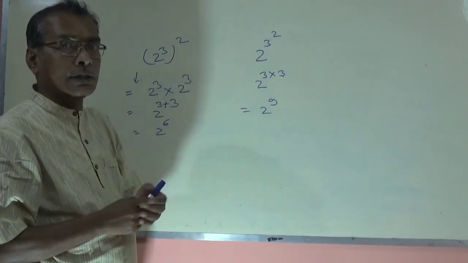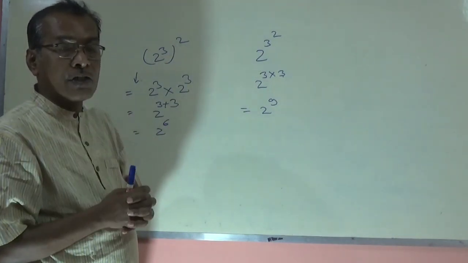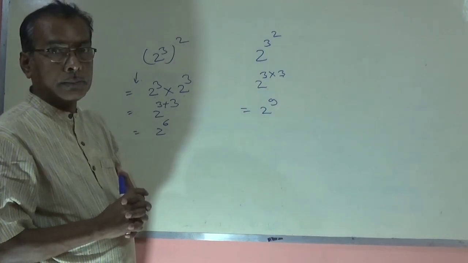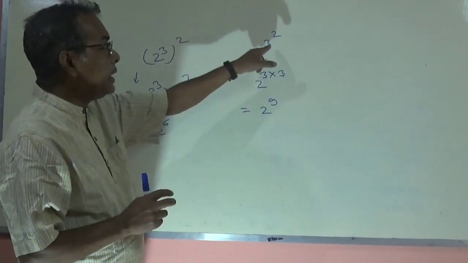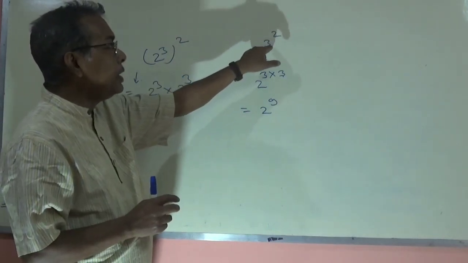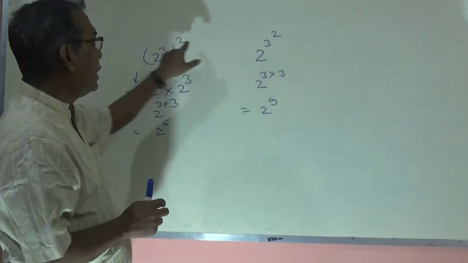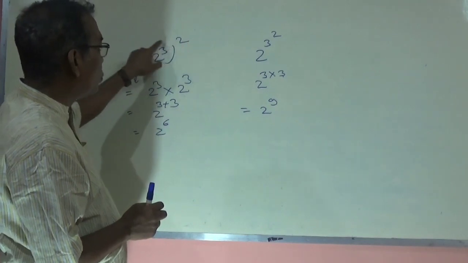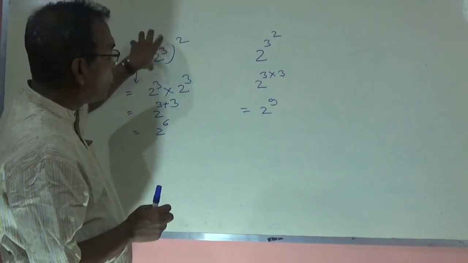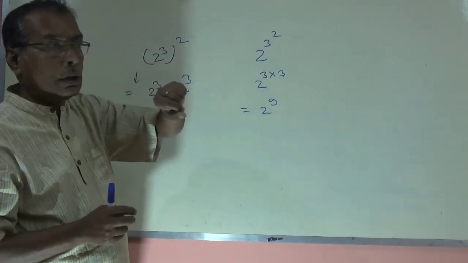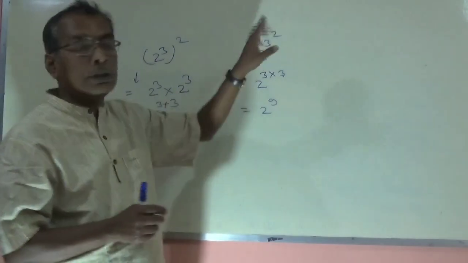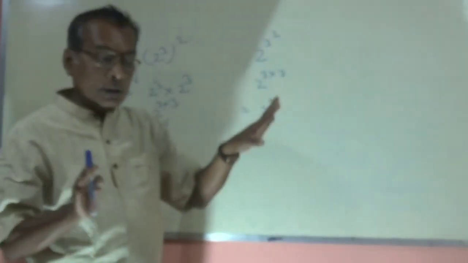Usually people do the same thing and do not get the correct answers in these cases. This implies that in 2 power 3 power 2, the power 2 is only on 3, but in 2 power 3 whole power 2, the power 2 is on 2 power 3. This is the only difference.